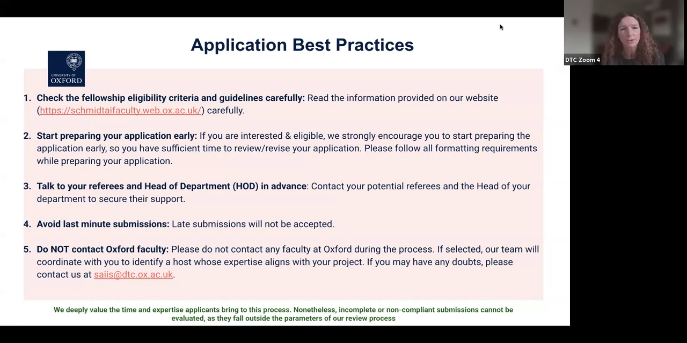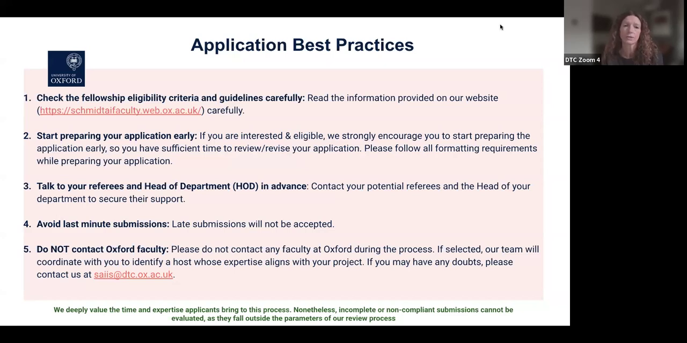Talk to your references and your head of department, as mentioned. We will be contacting your head of department during stage 1 and stage 2 of the process. So it's a good idea to manage their expectations prior to that, just to let them know to expect that we will be in touch.